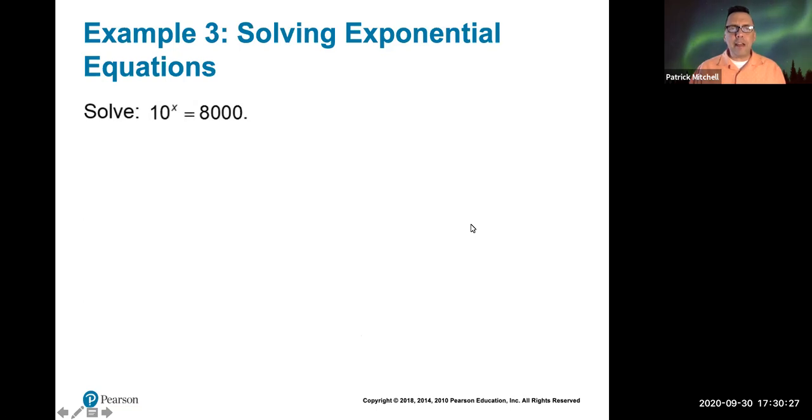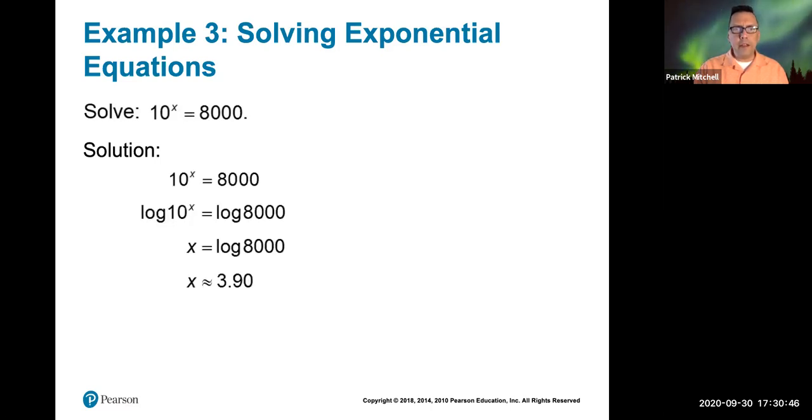10 to the x equals 8,000. Again, I have no idea how to write 8,000 as a power of 10, so I'm not going to use the like basis property. Now, this one has a base of 10. So I know I'm going to use common log. That will give me a nicer answer, I will admit.